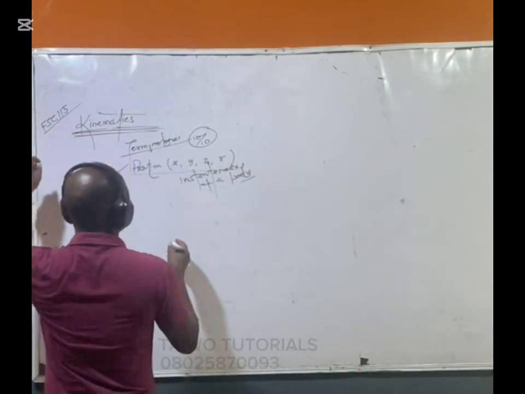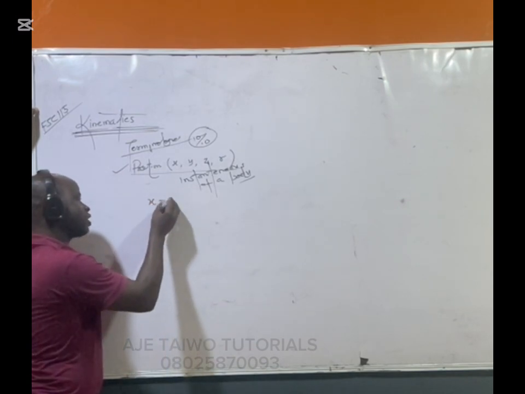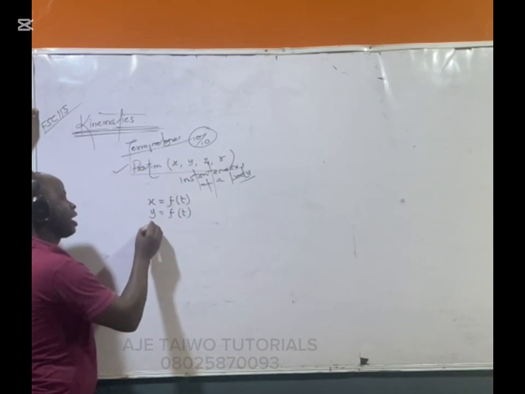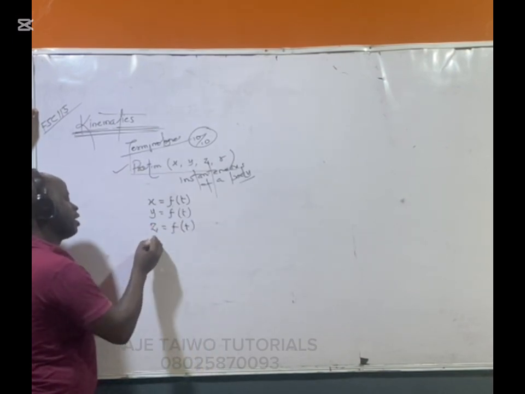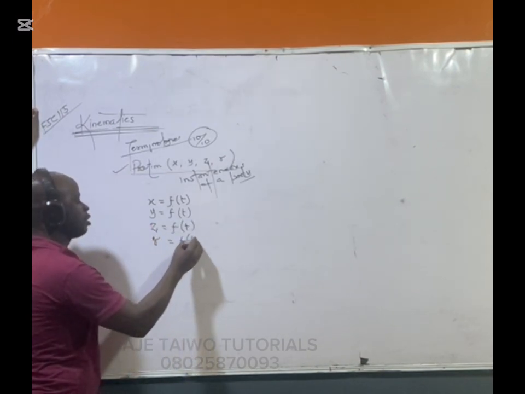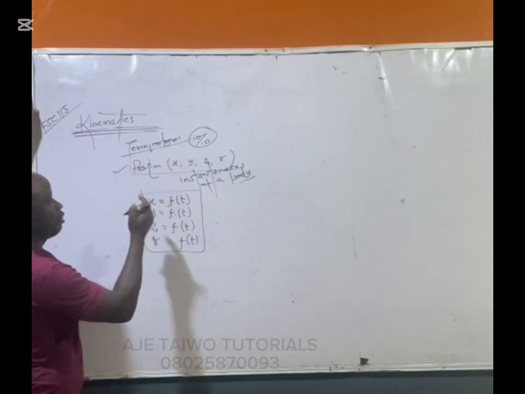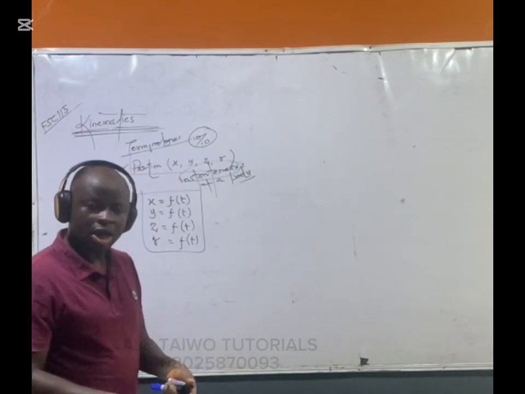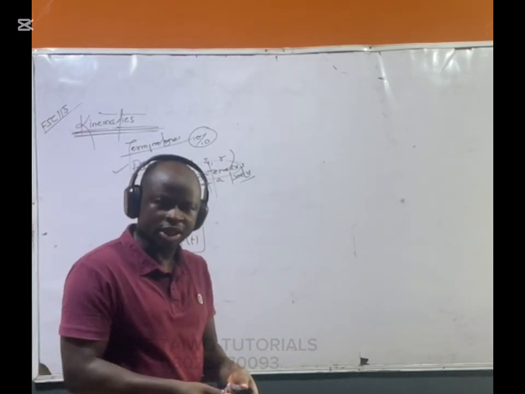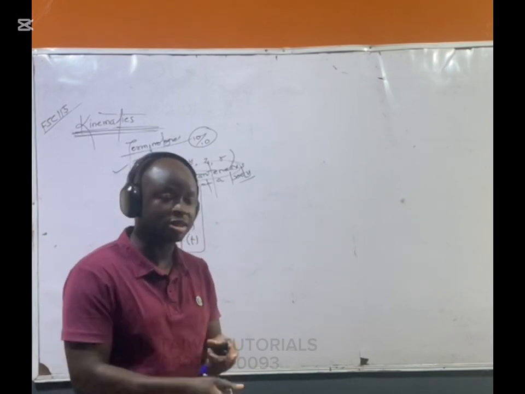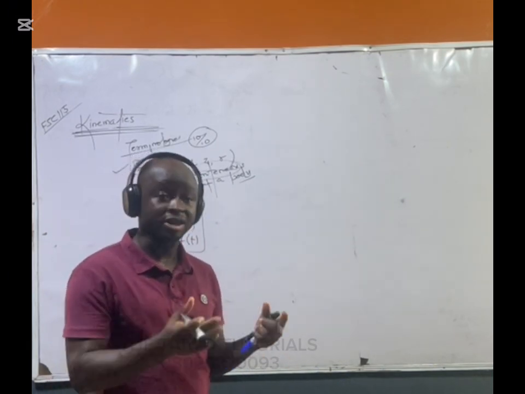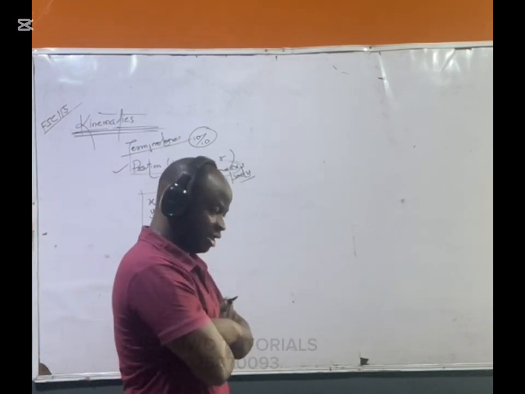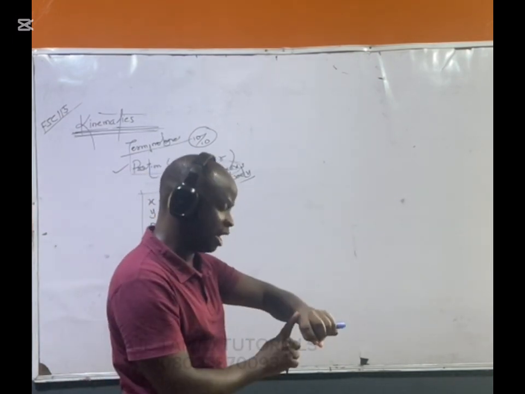So, position is given as x equals a function of time. It can be y equals a function of time, z equals a function of time, or r equals a function of time. It's an instantaneous location. When you know the word instantaneous, it means it's the location of a body at a particular time. Meaning, at this time now, I am here with reference to this board.